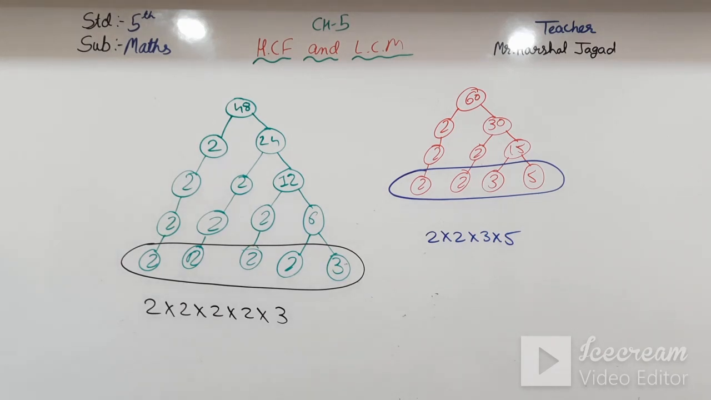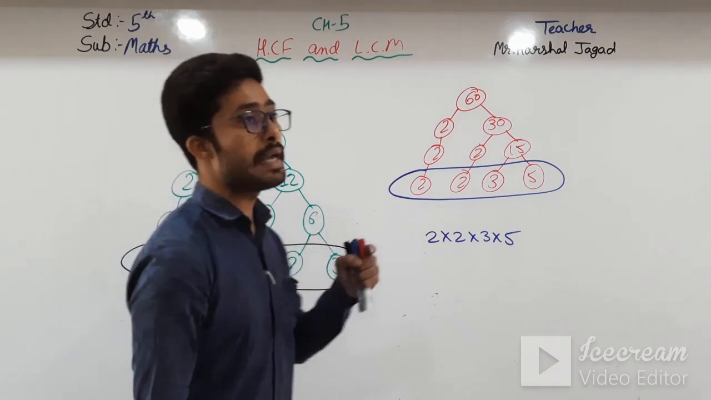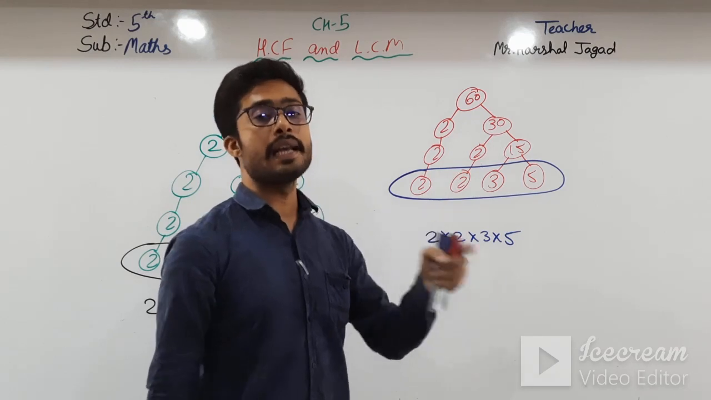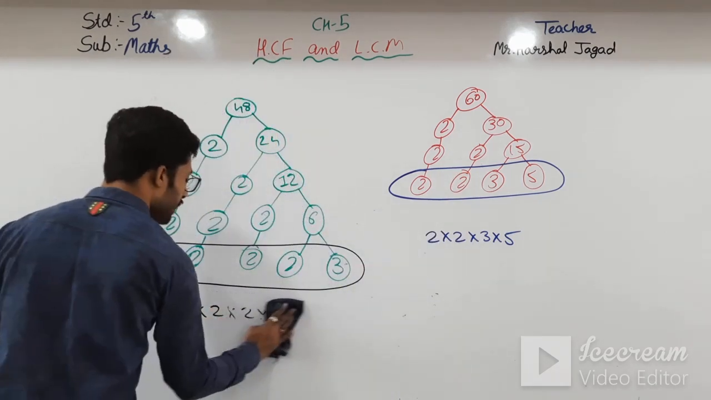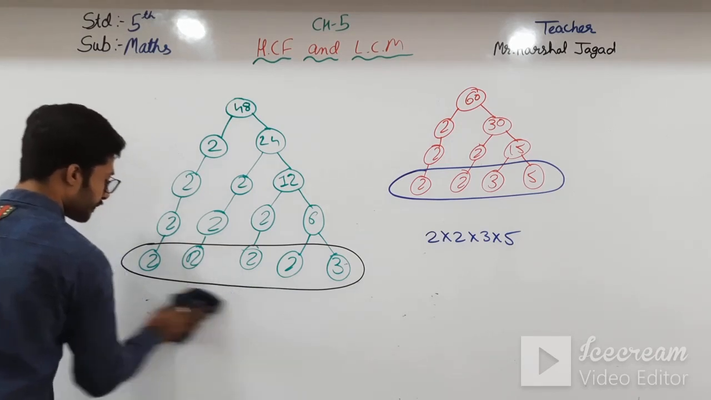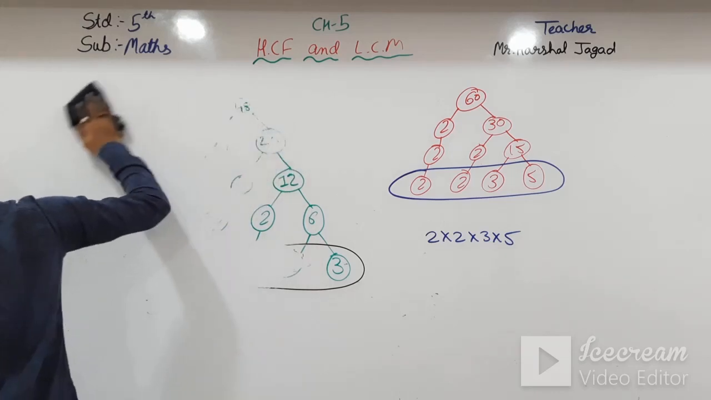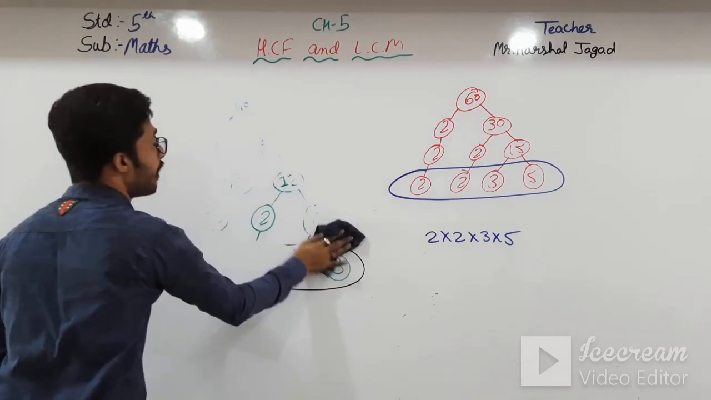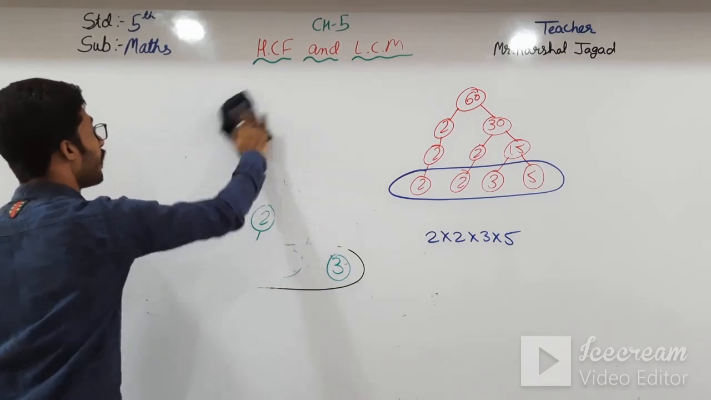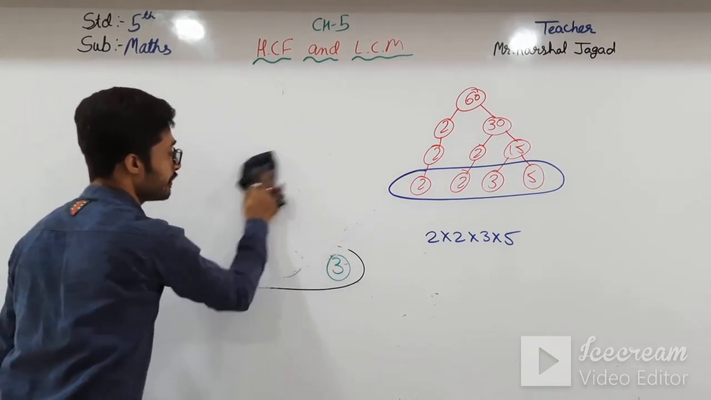Now moving further, see our exercise 5.1 that is given over here. In that we have to find the prime factors. Okay students, you have to find the prime factors. So from that I will just explain A, B and C, and D and E you have to do on your own. I will not solve that. So here, first of all, a tree is given in exercise 5.1, 64. How to find the prime factor tree of 64? Let us see that, students.